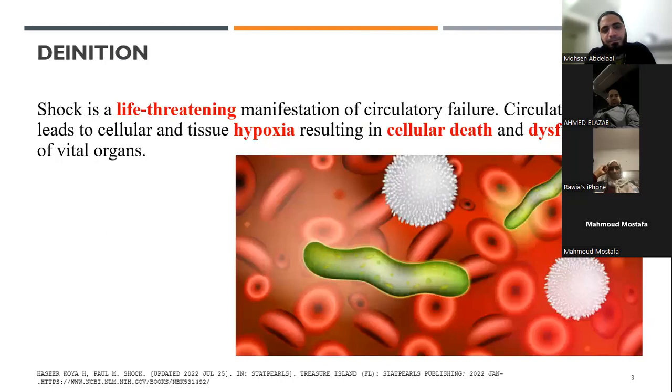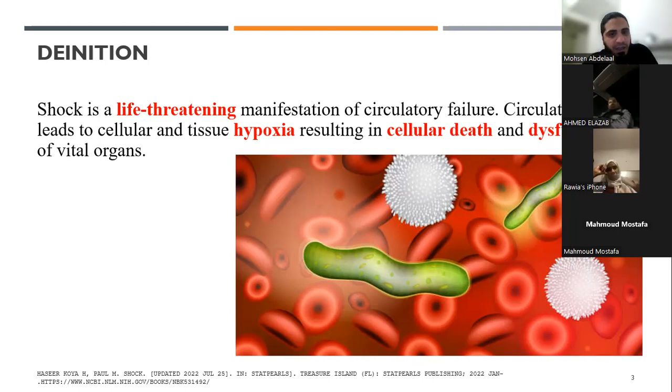The definition, it's something that we used to know that shock is hypotension and hypotension is shock. Actually, shock is at the level of the cell and the tissues. So any impact that will cause hypoxia and hypoperfusion at the level of the organs, this is shock. So basically, it's a peripheral hypoperfusion state caused by so many impacts that we will know in the next slides.